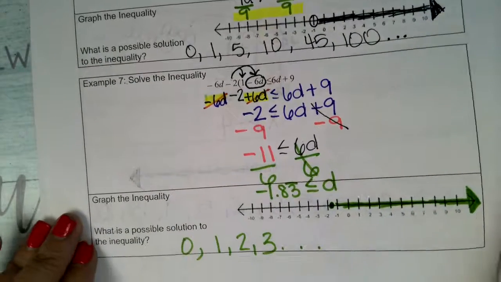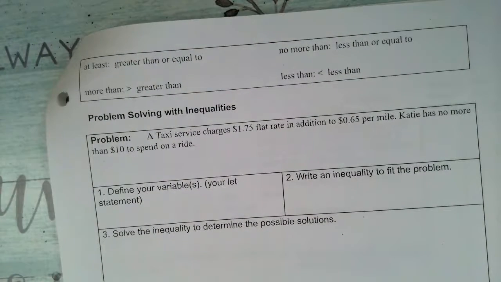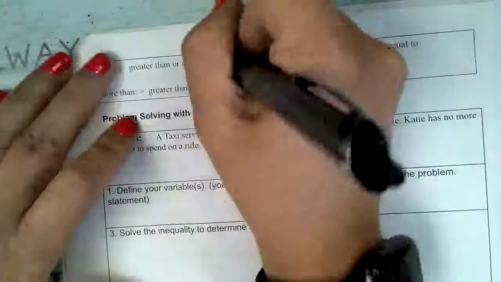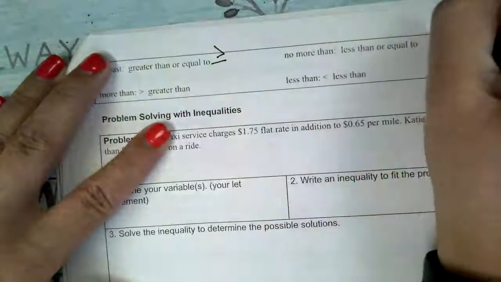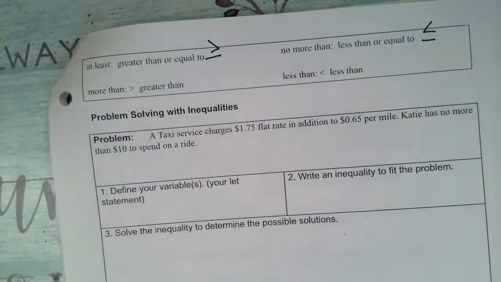All right. The next problem that I need you to do is word problems. We're going to be talking about at least. At least means greater than or equal to. More than is just means greater than. No more than is a less than or equal to symbol, and less than is just means less than. So I want you to write in greater than or equal to so you can see those symbols again on this page. And let's read this problem.